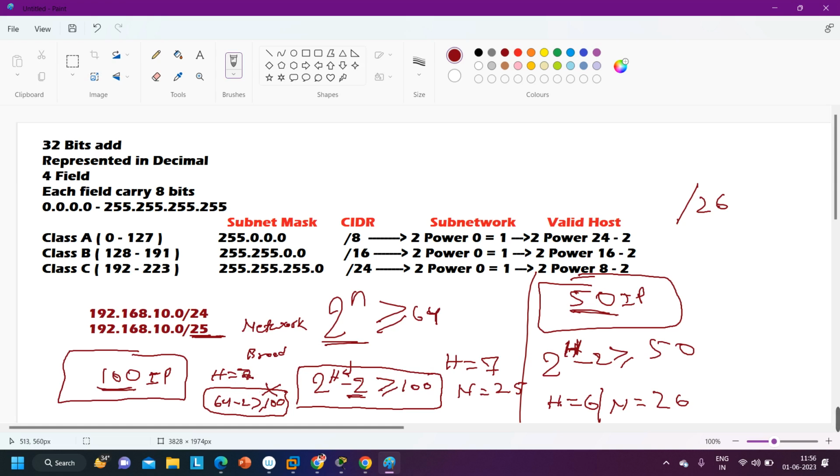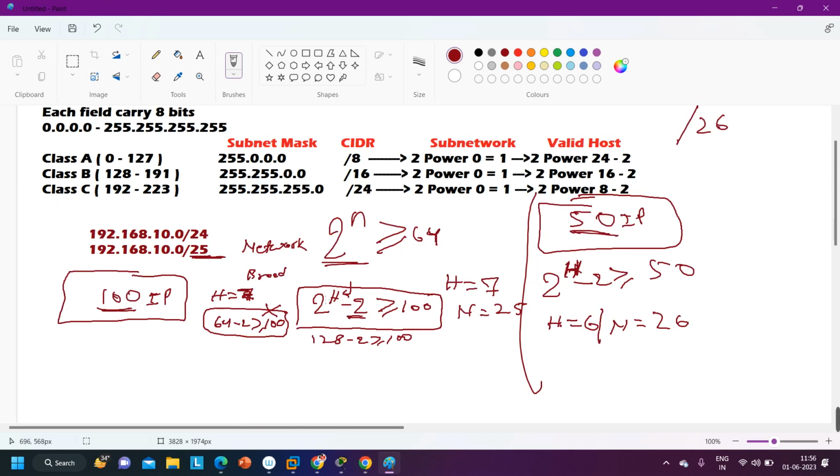If h equals 7, then here you will get 128. 128 minus 2 is greater than or equal to 100. This is right. 126 is greater than 100. You need 100 IP addresses, and you have wasted only 26 IP addresses. But if you are using an IP address with slash 24, you are wasting 154 IP addresses. Getting my point, brother?